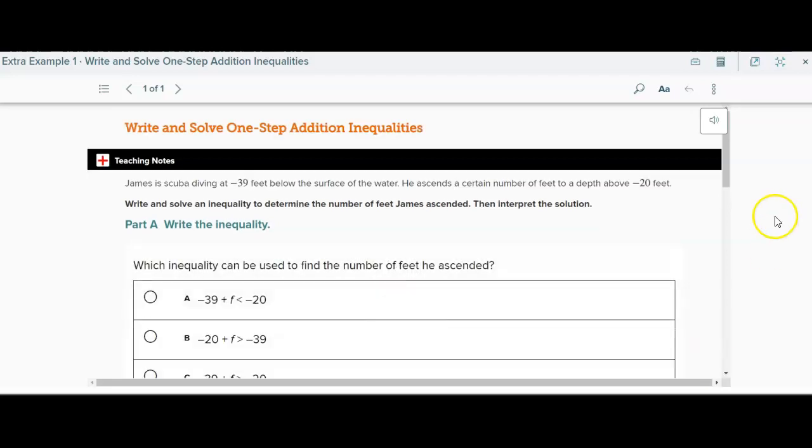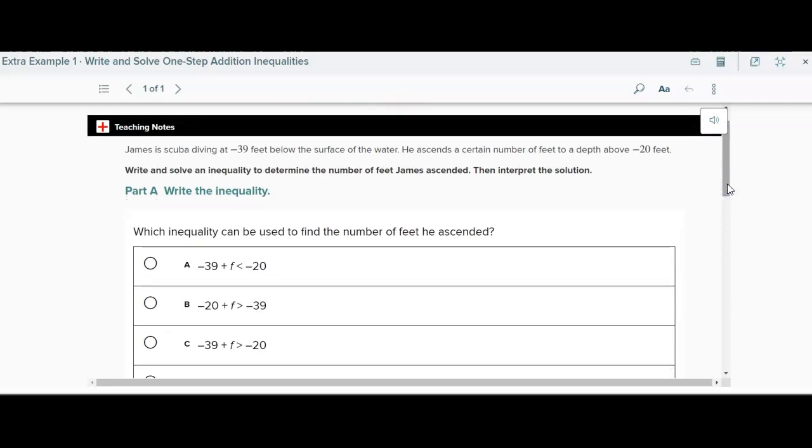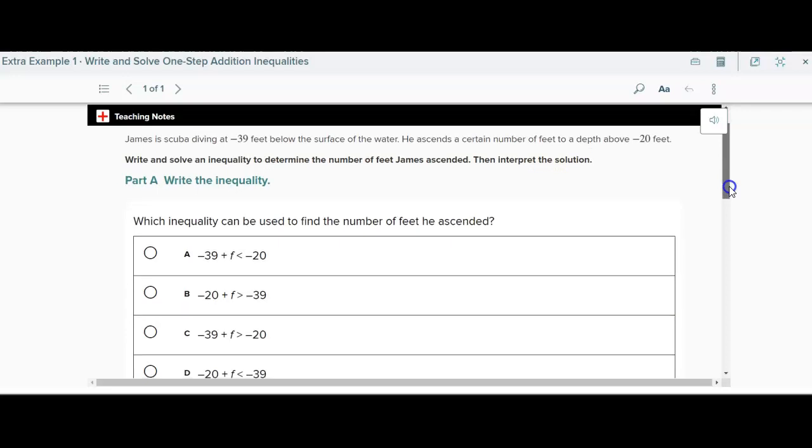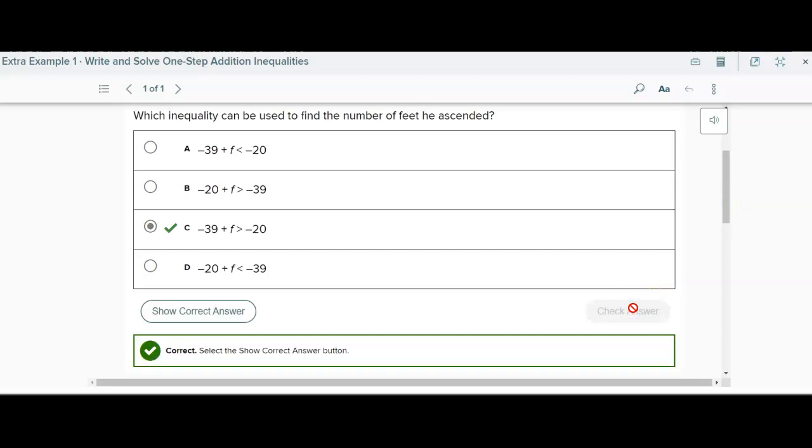So James is scuba diving at 39 feet below the surface. He ascends to a depth above negative 20 feet. So he's negative 39 feet below. He ascends, so he goes up a certain amount. So we'll say negative 39 plus F is above negative 20 feet. So what symbol would we use here? Less than negative 20 or greater than negative 20? Since he's going above, then he's going higher, so greater than negative 20 there.